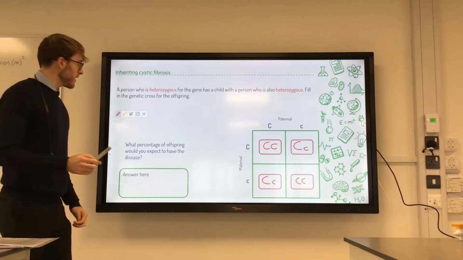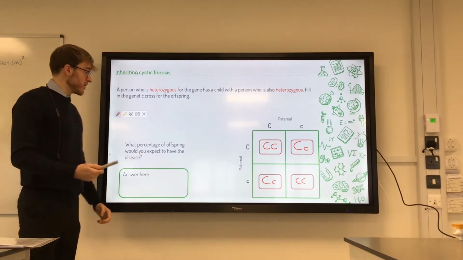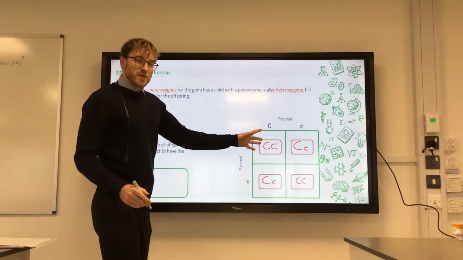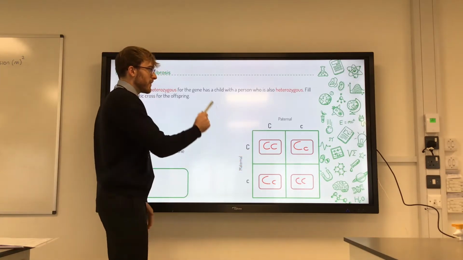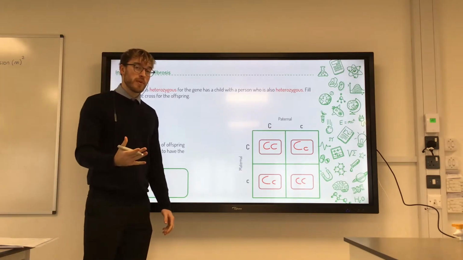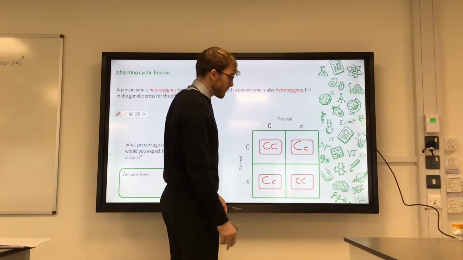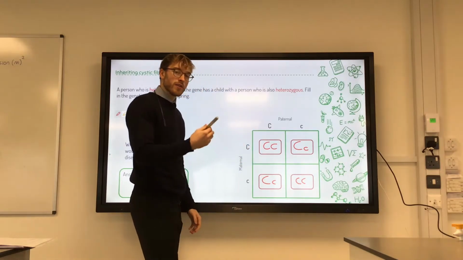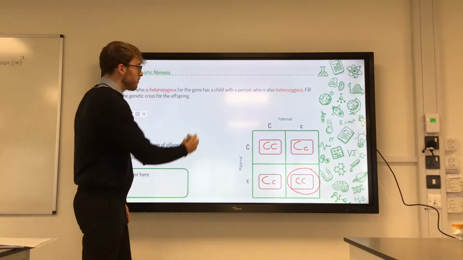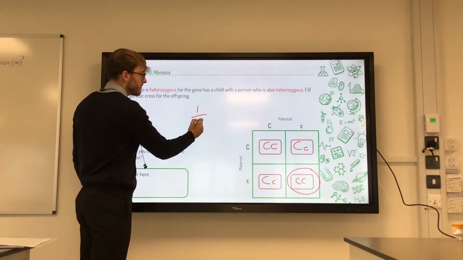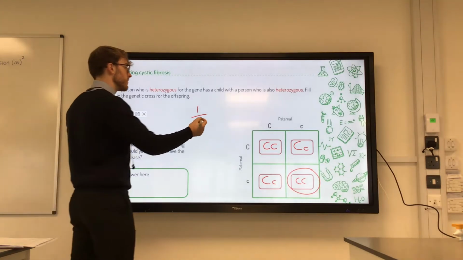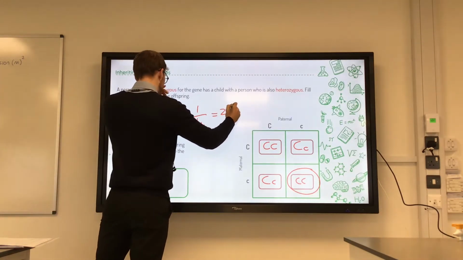In this question, however, we're asked to give the percentage, not a ratio, of offspring you would expect to have the disease. So how many of these would have the disease? If it's a recessive disease, which cystic fibrosis is, then there has to be 2 copies present for the disease to show in the phenotype. So the only one in which there is not a dominant allele is this one here. So we have 1 out of a total of 4 possible genotypes that would be cystic fibrosis. 1 out of 4, a quarter, is equal to 25%.